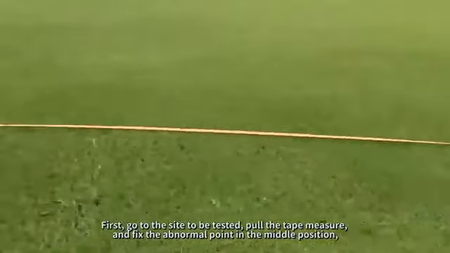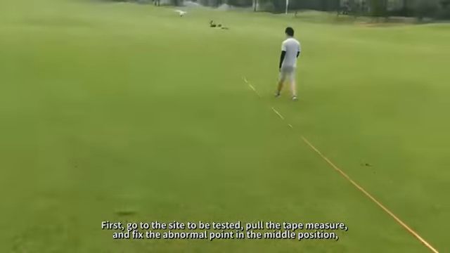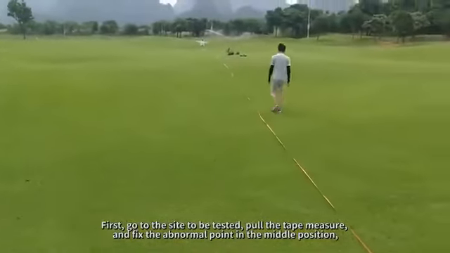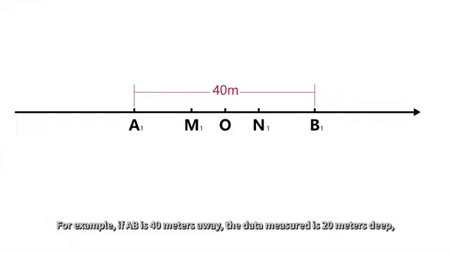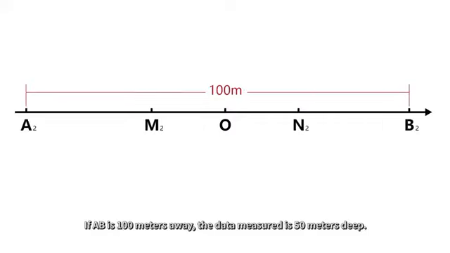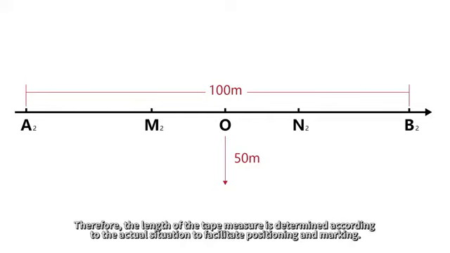First, go to the site to be tested, pull the tape measure, and fix the abnormal point in the middle position. The measured depth is achieved by increasing the length of AB line. For example, if AB is 40 meters away, the data measured is 20 meters deep. If AB is 100 meters away, the data measured is 50 meters deep. Therefore, the length of the tape measure is determined according to the actual situation to facilitate positioning and marking.